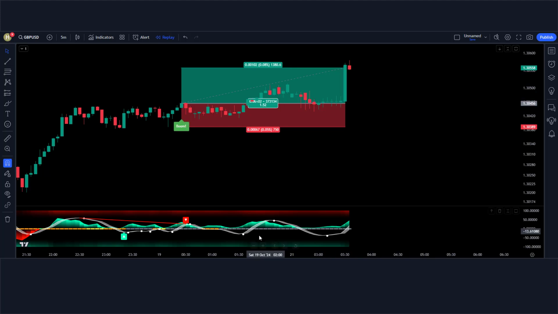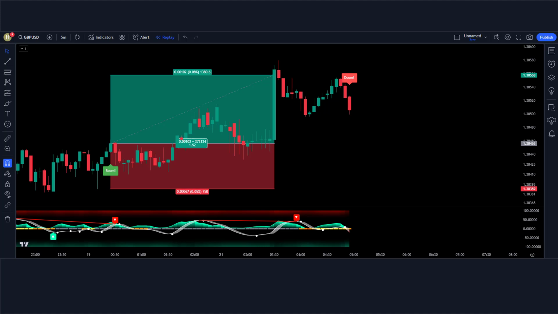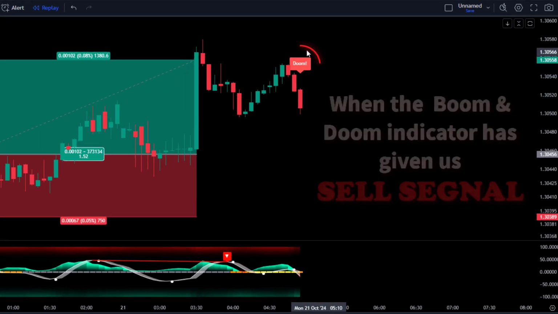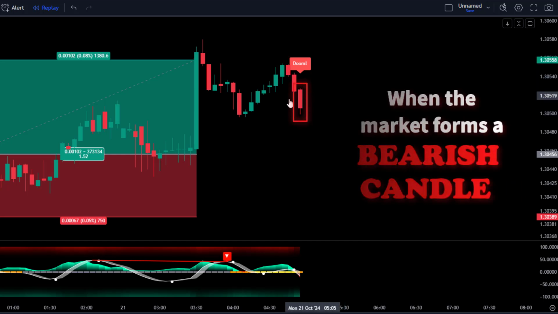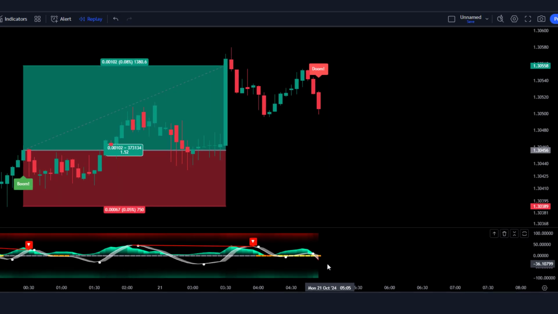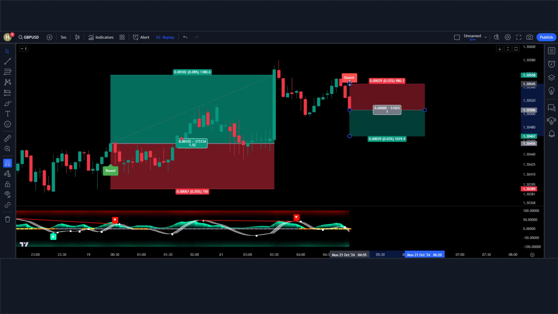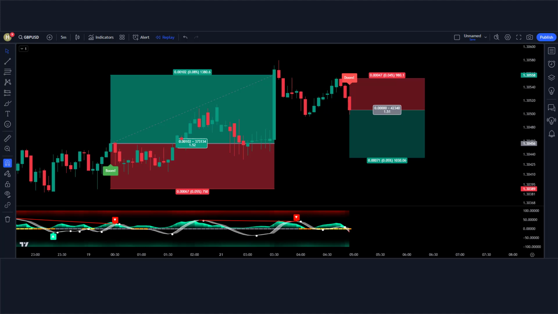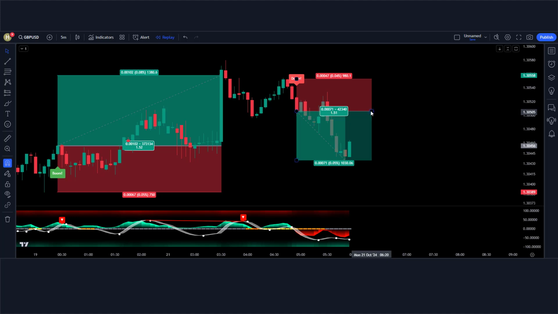Now let us understand short position. When the boom and doom indicator has given us sell signals, when the market forms a bearish candle, and when the squeeze momentum oscillator indicator should be bear trend. If this condition is fulfilled, then we will place sell order. Our stop loss will be placed at the current market of higher level. And the risk to reward ratio will be 1:1.5. The market has completely hit the target.